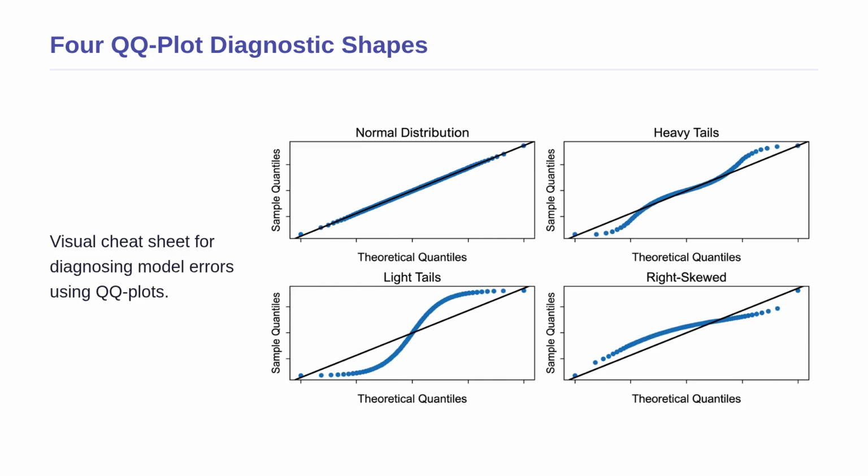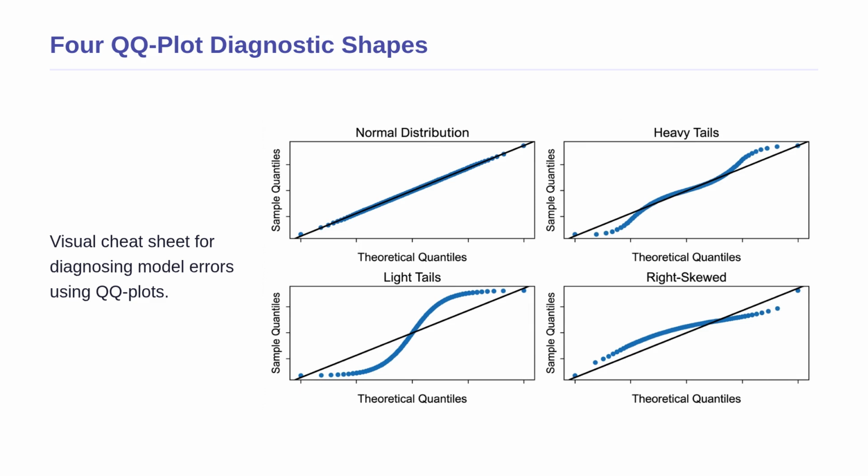The top left panel shows a perfectly normal distribution, hugging the straight diagonal line. On the top right, the heavy tails form a distinct S shape, breaking away at the extremes. On the bottom left, light tails flatten out horizontally. Finally, on the bottom right, we see right-skewed data, forming a U shape that bends upwards. By comparing your actual QQ plot to these 4 standard panels, you can instantly identify the exact nature of the error in your data.